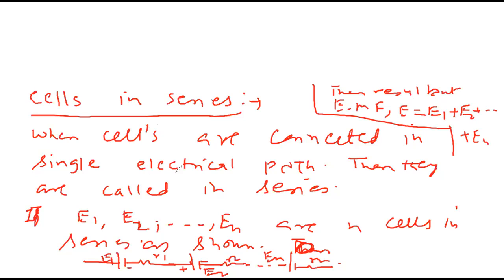When cells are connected in a single electrical path, they are called in series. If E1, En are n cells in series as shown, then the resultant is E1 plus E2 up to En. Copy.